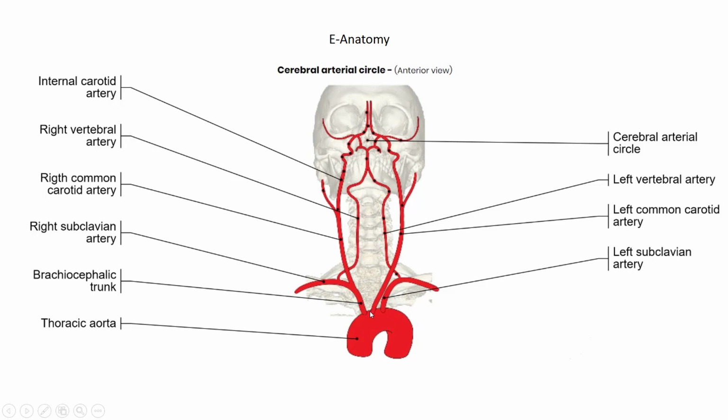Coming off the brachiocephalic, and then as this becomes the subclavian, coming off of that is the right common carotid. So we have the left and the right common carotid arteries, and then they branch into the external and internal carotid on each side. So left, external, and internal carotid.